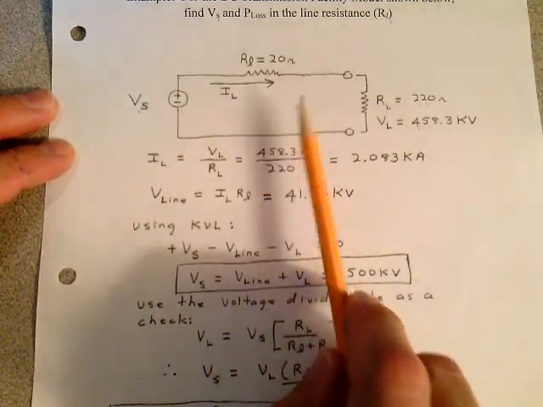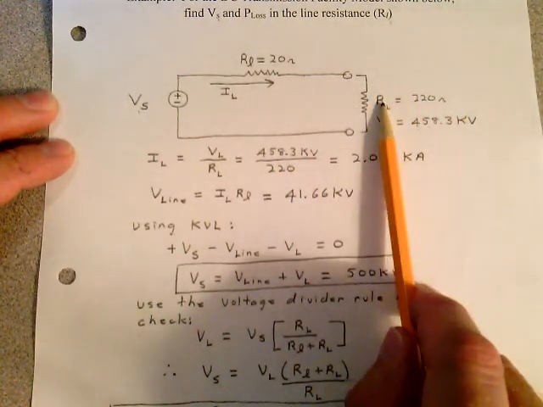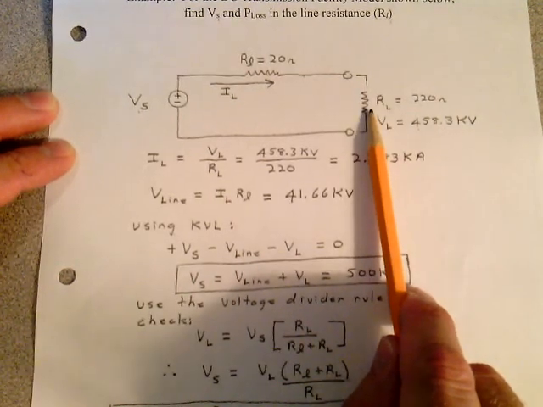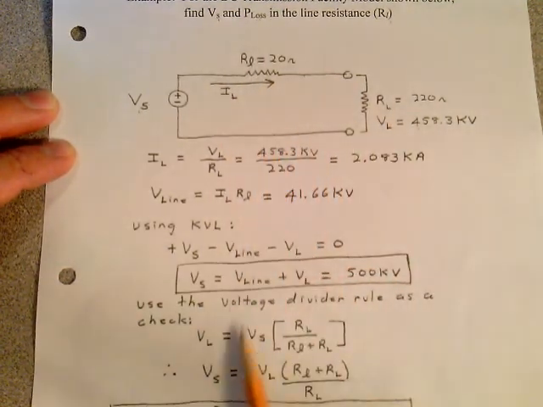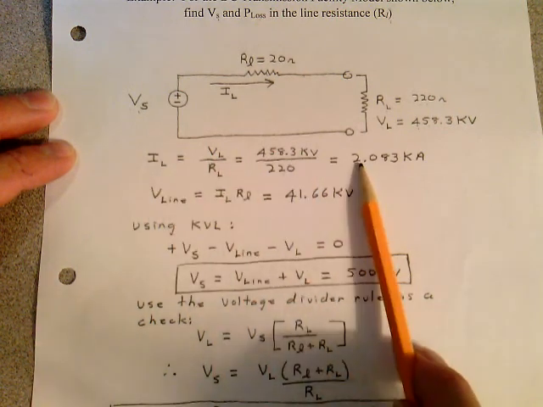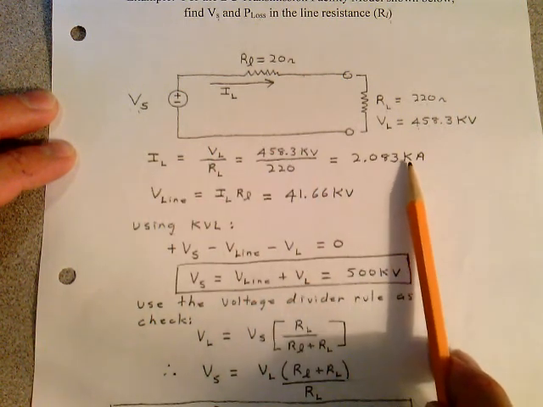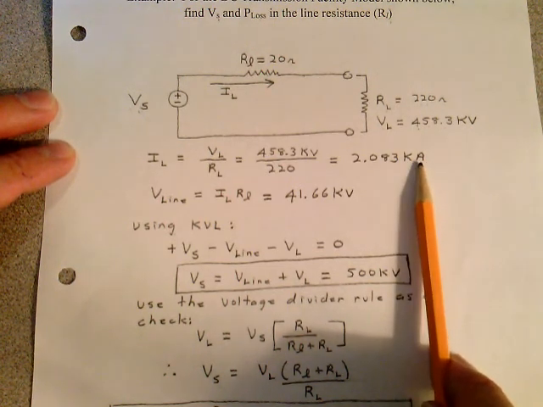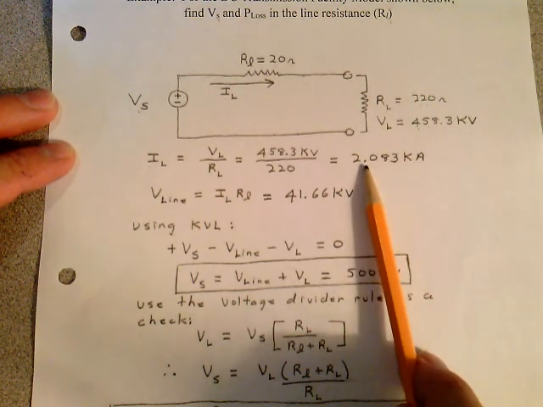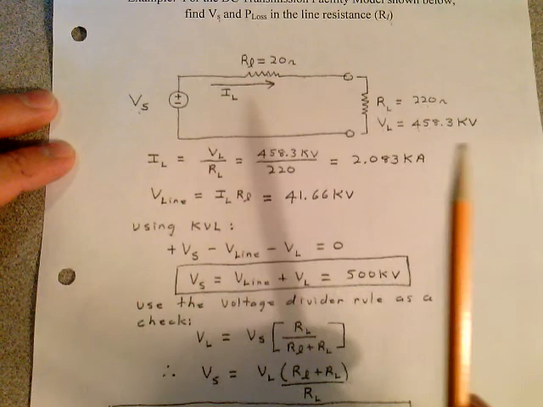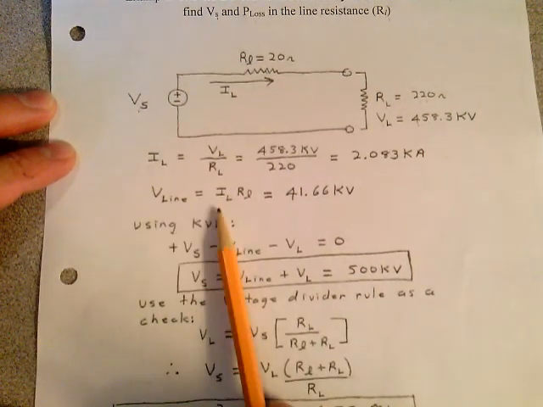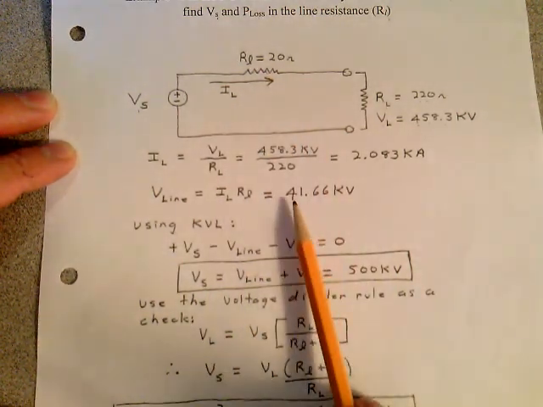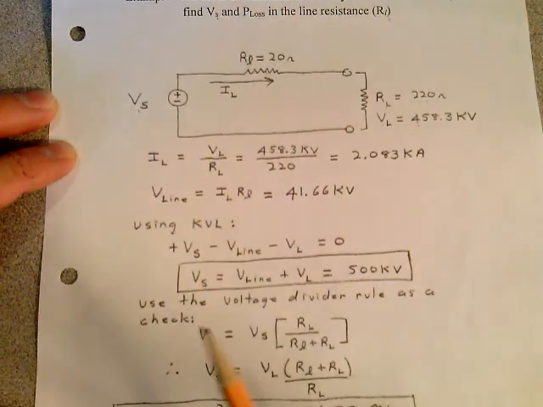Well, if I drew the picture like I want you to do, look, here's your load. You know the resistance of the load, you know the voltage across the load. There's your 2 out of the 3. You can find the current. Once you find the current here, you know it's the current here. That's what I did. The current in the load is 2.083 kiloamps. Yeah, that'll kill you in a heartbeat. But this is what power's all about. The line voltage then is Ohm's law. If you have that current flowing through this 20 ohms, you end up with 41.66 kilovolts across that.